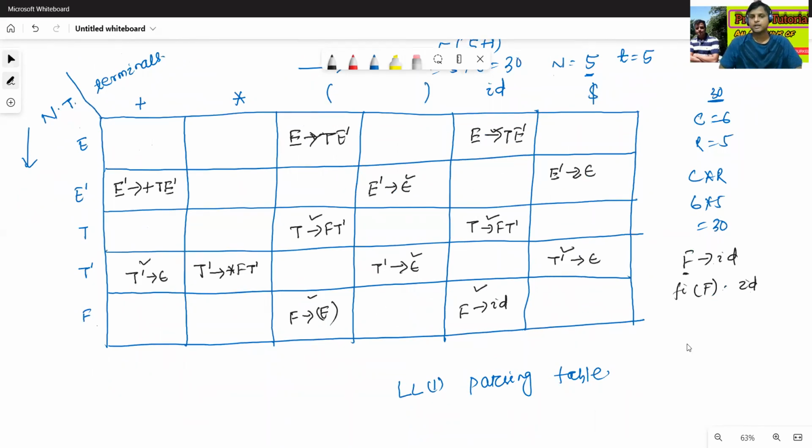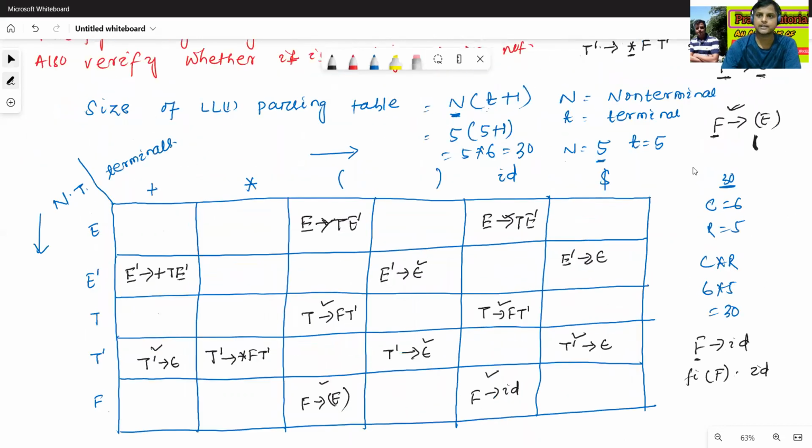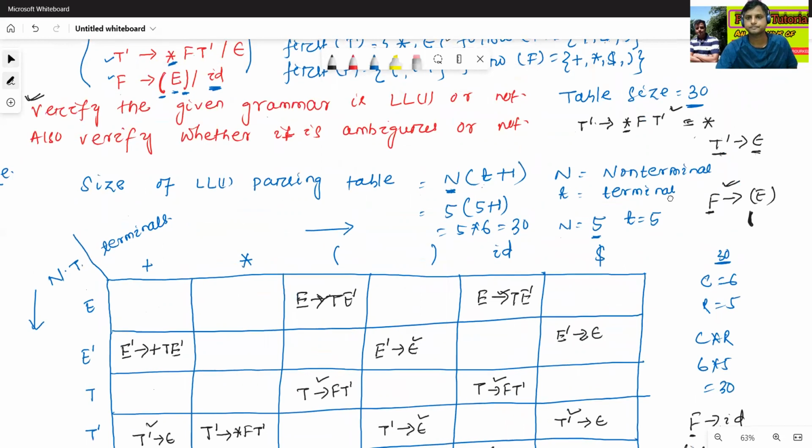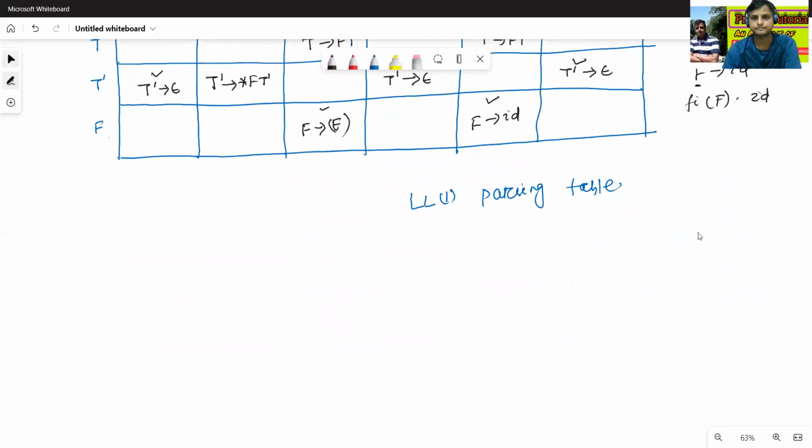One note point, just see. The next question here is to verify whether the given grammar is LL1 or not. How to verify? One important point, you can write here as a note.